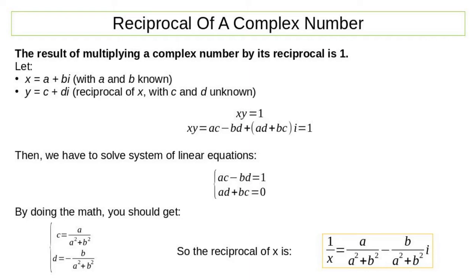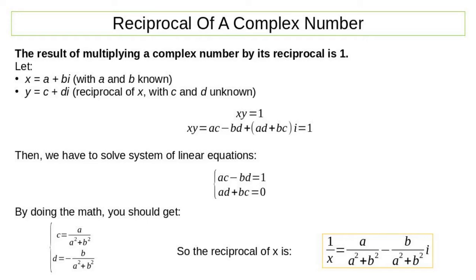Since the product of x and y is equal to 1, which is a real number, the real part of xy should be equal to 1, and the imaginary part of xy should be equal to 0. So we have to solve the system of linear equations you see in the center of this slide. If you do the math, you should end up with a result like this.